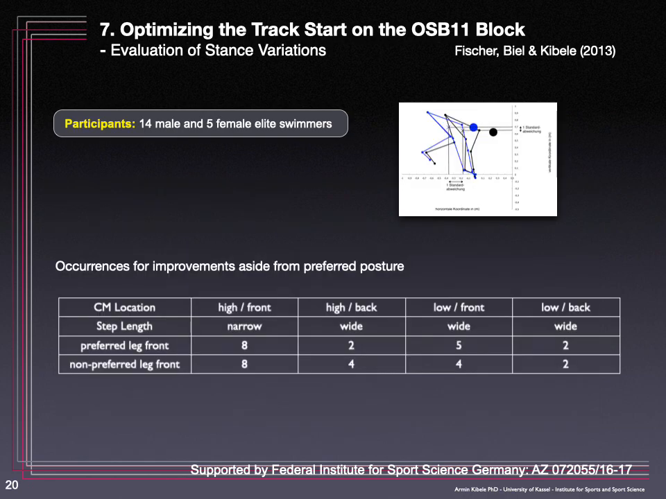This table shows the frequencies of swim start improvements according to postural changes for the preferred stance position. Of note, regardless of preferred or non-preferred forward leg, 8 out of 19 swimmers showed improvements in swim starts when the center of mass position was changed to high and forward with a narrow step length. For a smaller number of swimmers, other changes also proved beneficial, such as a low front center of mass position combined with a wide step length.